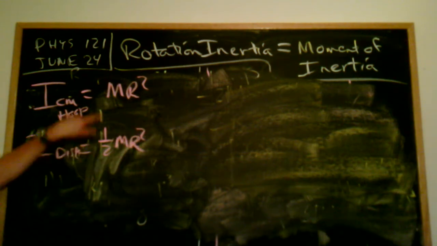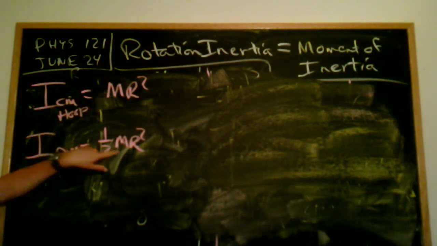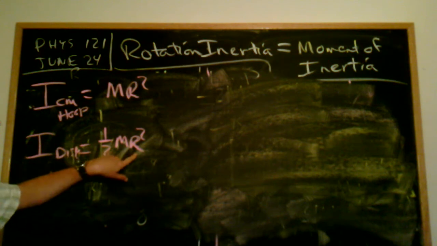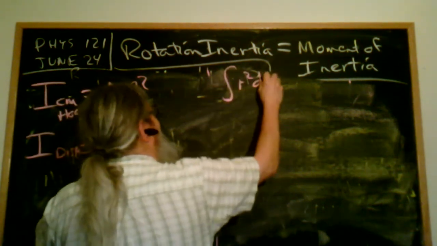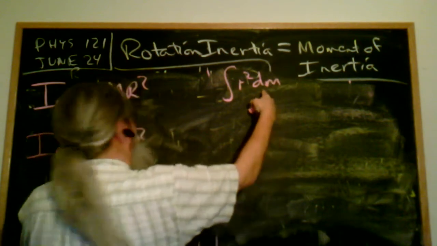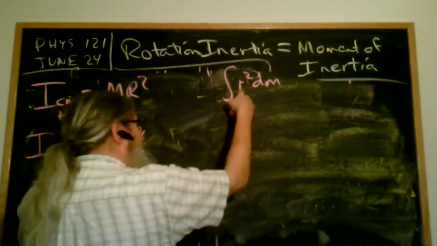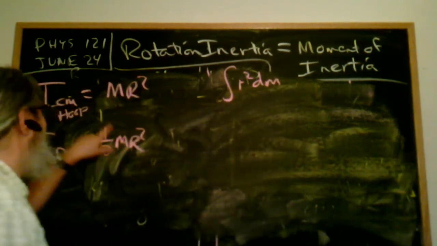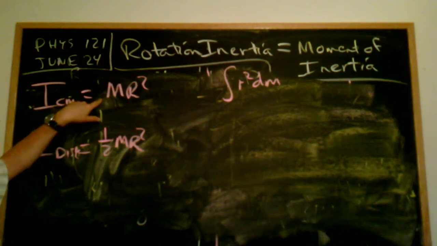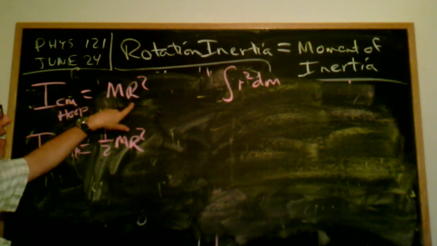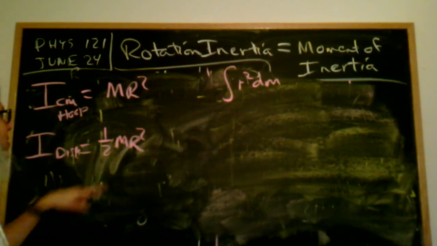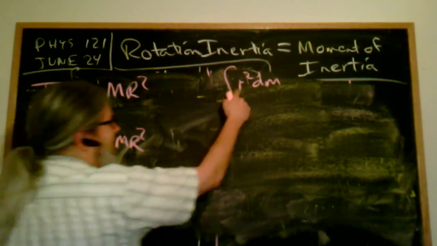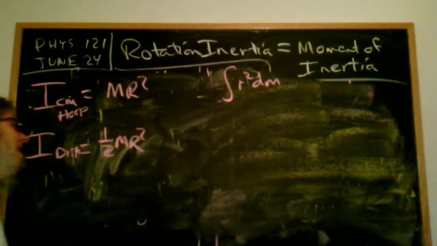And the reason it's less is because for the same mass and the same radius, remember that definition of the integral. The integral is r squared dm. So for the same mass, there's more mass closer in a disk than there is in a hoop. All the mass in a hoop is at that distance r, whereas for a disk, there's a lot of material that's closer. So I end up with a smaller number because I get a smaller average value of r here.